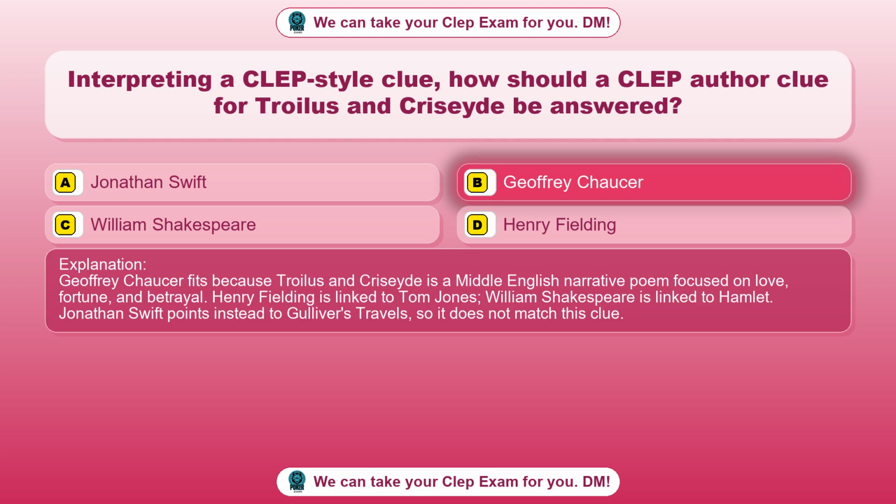Geoffrey Chaucer fits because Troilus and Cressida is a Middle English narrative poem focused on love, fortune, and betrayal. Henry Fielding is linked to Tom Jones. William Shakespeare is linked to Hamlet. Jonathan Swift points instead to Gulliver's Travels, so it does not match this clue.